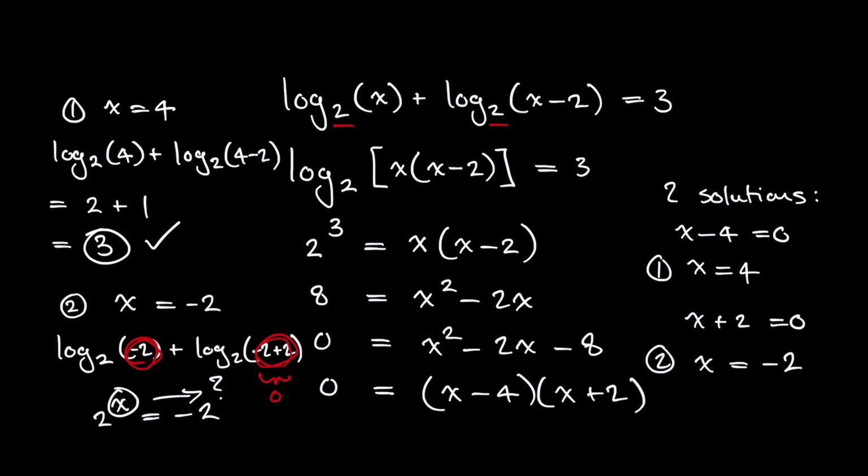Turns out no. So that means that this guy over here is extraneous. So therefore, we need to reject it. It's not one of our final solutions. But this guy over here, x is equal to 4, does work. So therefore, we have one solution, x is equal to 4.